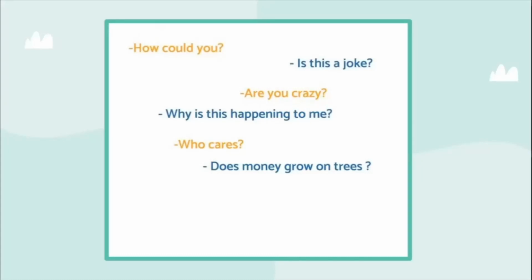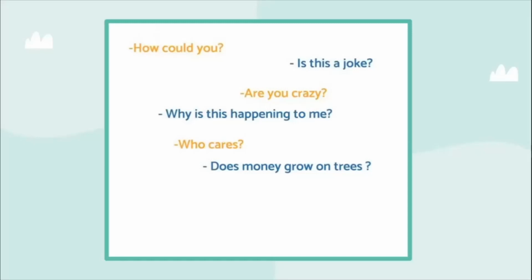So the first question, see, how could you? That means you should not have done this. How could you do this? So that is, I am telling you that you should not have done this. But the way I am telling you this is in the form of a question. Is this a joke? Are you crazy? Why is this happening to me? Who cares? Does money grow on trees?